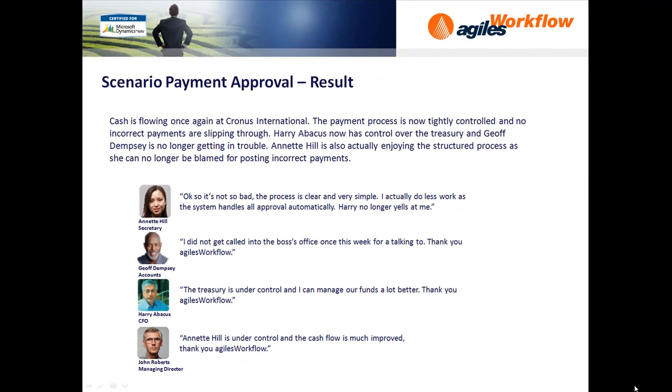Cash is flowing once again at Cronus International. The payment process is now tightly controlled and no incorrect payments are slipping through. Harry now has control over the treasury and Jeff is no longer getting in trouble. Annette is also actually enjoying the structured process as she can no longer be blamed for posting incorrect payments.